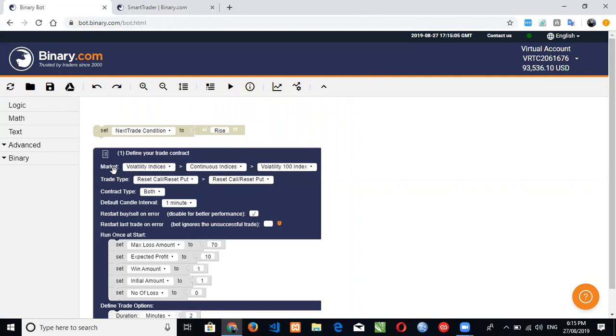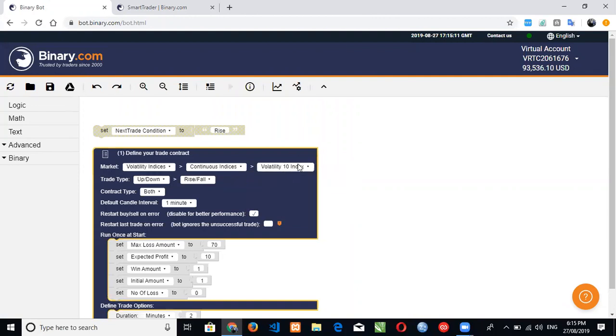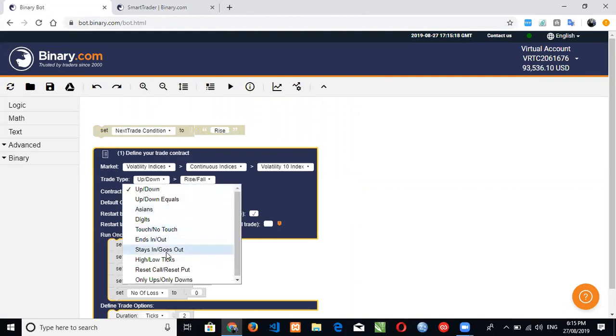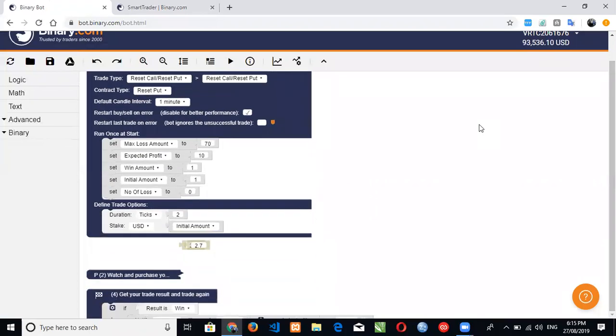You can see here we are having market, continuous indices, volatility index. So you can come in and take it to 10, since Volatility Index 10 is having a downtrend market. After you have changed this, next you need to come to your trade type and take it to Reset Call and Reset Put. Now we'll be trading on Reset Put, because put means down, and our candle interval is also 1 minute. Next, you also need to come to your duration and change it to minutes, because we are making use of 2 minutes.